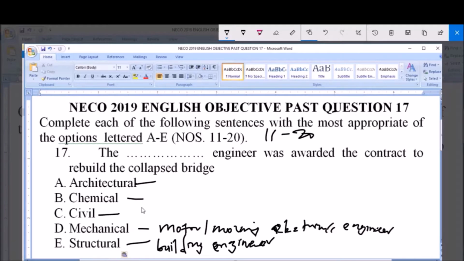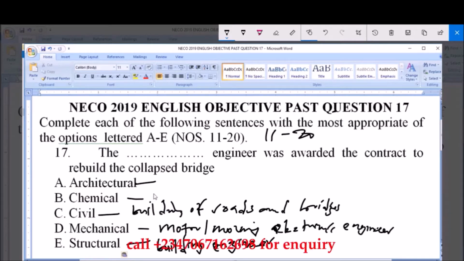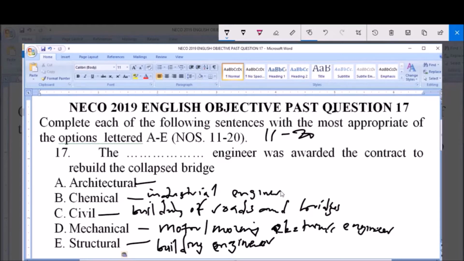Then when we talk of civil engineer, it has to do with building of roads and bridges. Then chemical engineering has to do with industrial engineer. Then architectural has to do with building engineer.